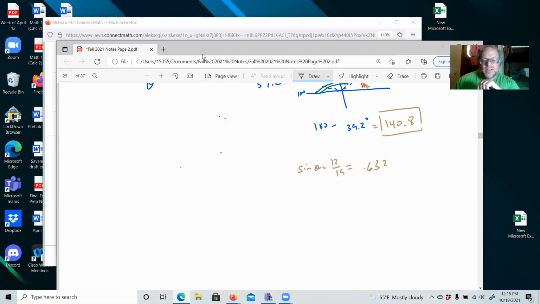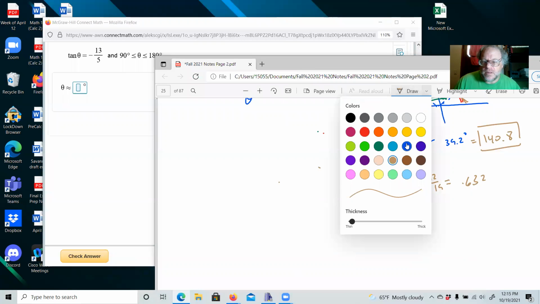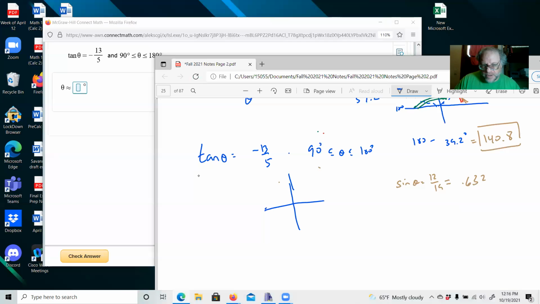So tangent of theta is equal to negative 13/5. And we know that the angle is somewhere between 90 and 180. Okay. So what we're going to do, make a little note here. So we have the tangent of theta is equal to negative 13/5, and we know that 90 degrees < theta < 180 degrees. So we know between 90 and 180 degrees, that's between here and there. So we know this is in the second quadrant. Okay, so this is in quadrant 2.